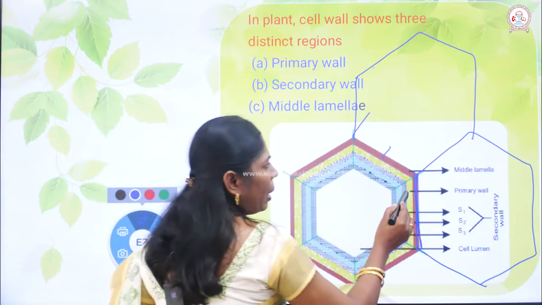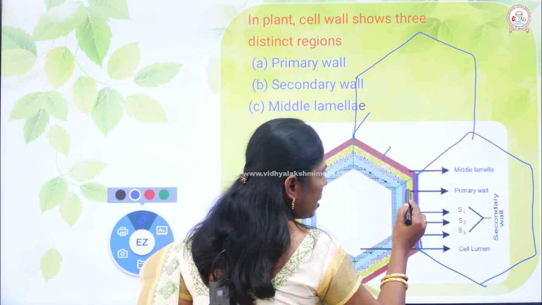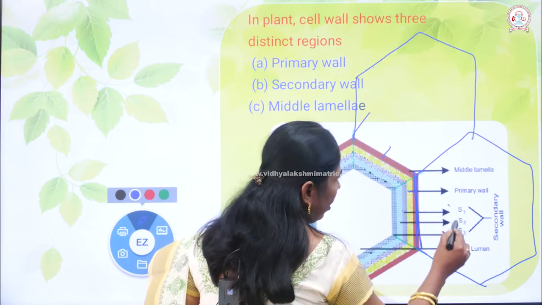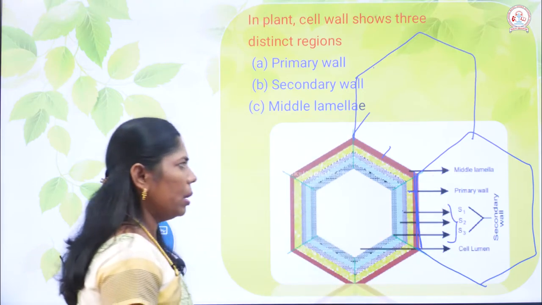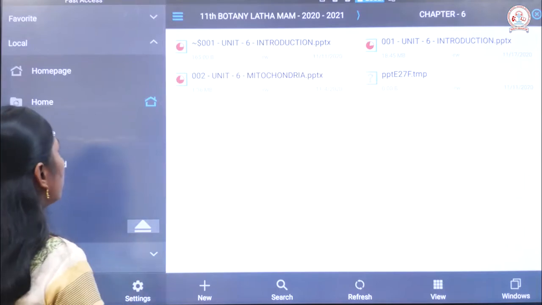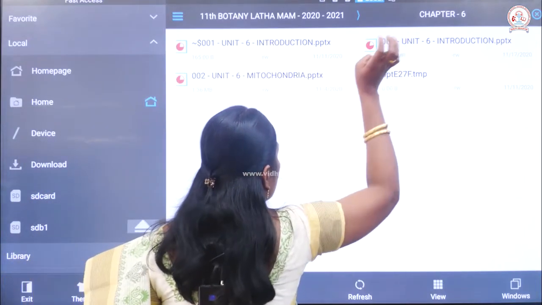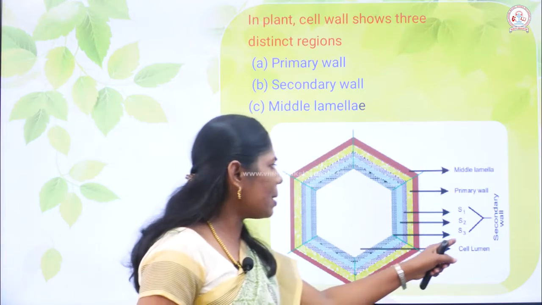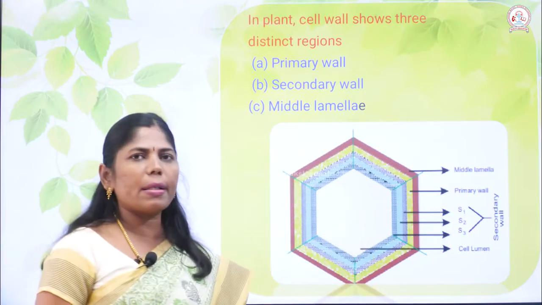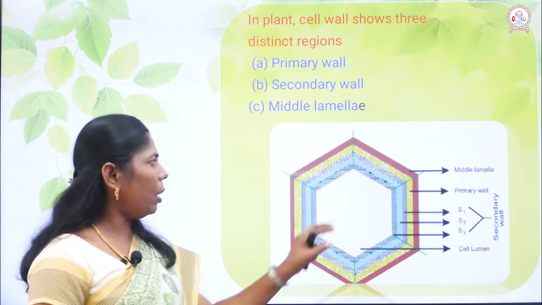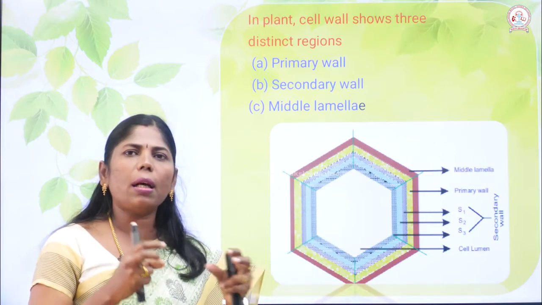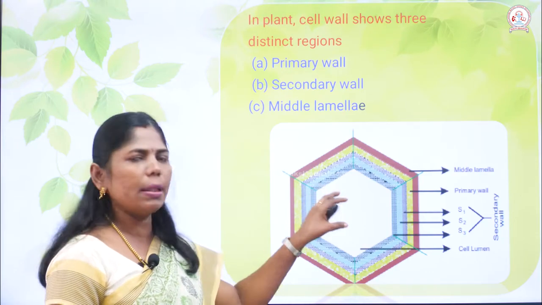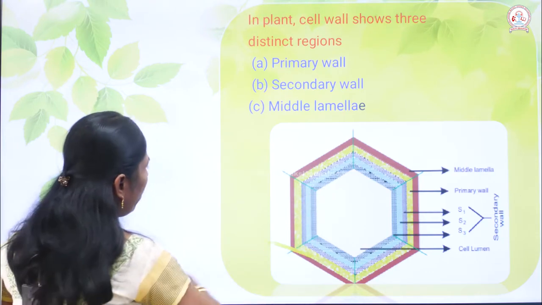Next to the middle lamellae, inner to the middle lamellae, we can see the primary wall, and inner to the primary wall we can see the secondary wall. This is the secondary wall. The secondary wall consists of 3 layers: S1, S2, S3. We can see the S1, S2, S3 in the secondary wall, and inside we can see the lumen. In the lumen we can see all the cell organelles. That is the cell content present inside the cell. One by one we will see that.